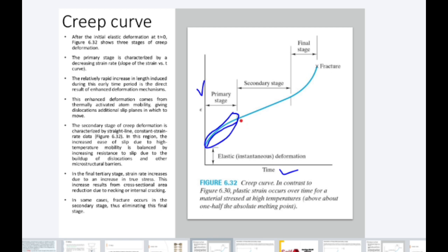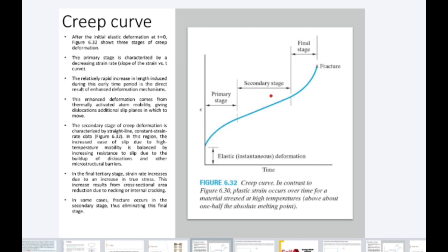After some time, once we see a little deformation in the material, it becomes very difficult to see further deformation, and the deformation becomes somehow constant for a certain period of time. That is known as the secondary stage. Later on, once necking starts and the area starts reducing, we see much more strain, and finally the material fractures at this point. Here the strain is very large, and this is known as the final stage, or the tertiary stage. Any name we give.